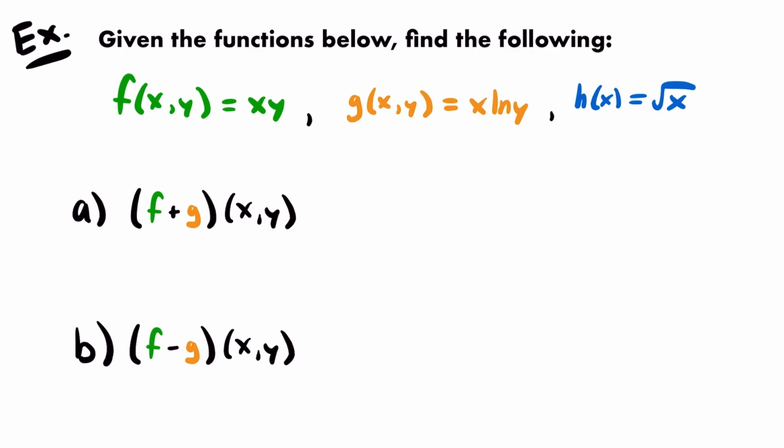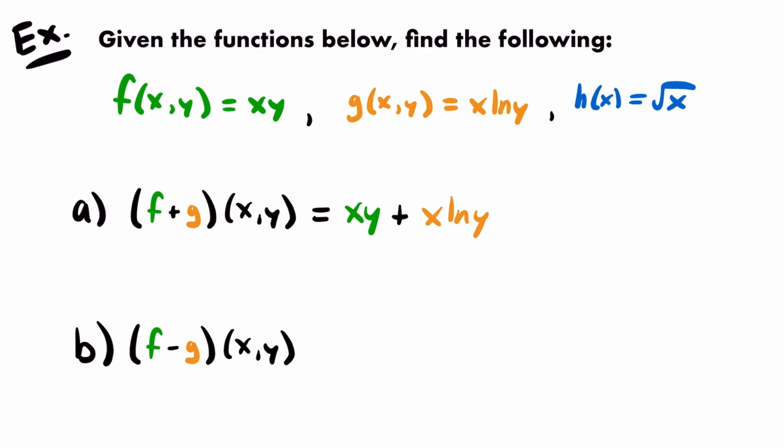What we're going to be finding are combinations of functions, right? This notation here wants us to find the function that is the sum of f and g, right? This is f plus g of x y. So to get this function, what we have to do is add f of x y and g of x y. So if we do that here, we'll have x y, which is f of x y, and then add that to g of x y, which is x times the natural log of y.